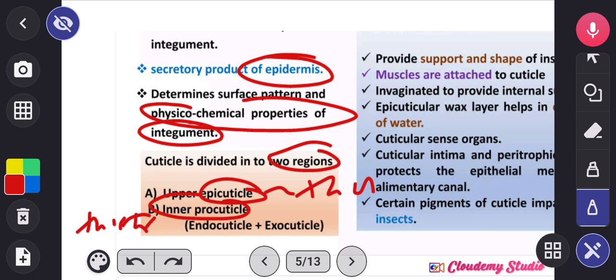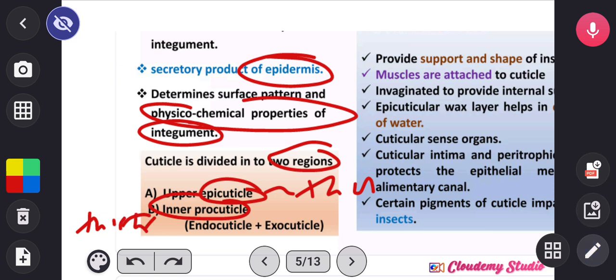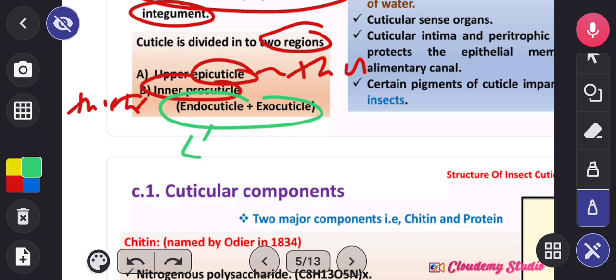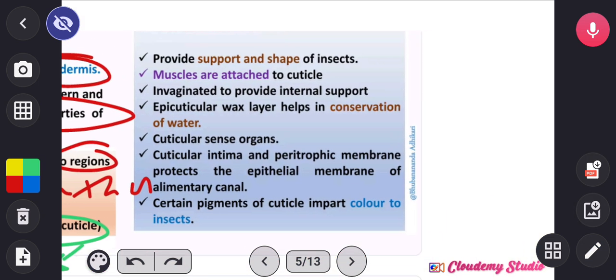Now, the cuticle is divided into two regions like I've mentioned: the upper epicuticle, which is thin layered, and the inner procuticle, which is thick layered. The epicuticle is thin and the procuticle is thick. And why is the procuticle thick? It is because it is subdivided into what? Subdivided into the endocuticle and the exocuticle. That is the reason why it is thicker.